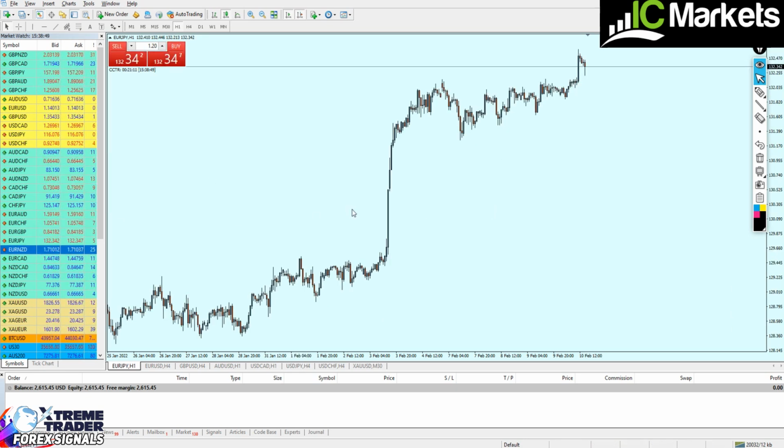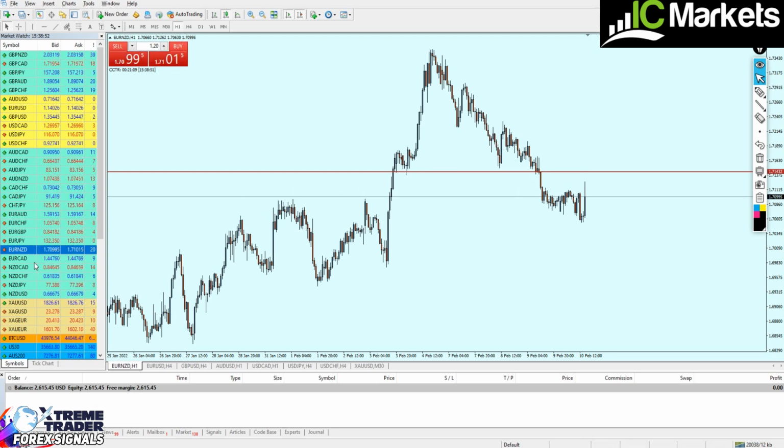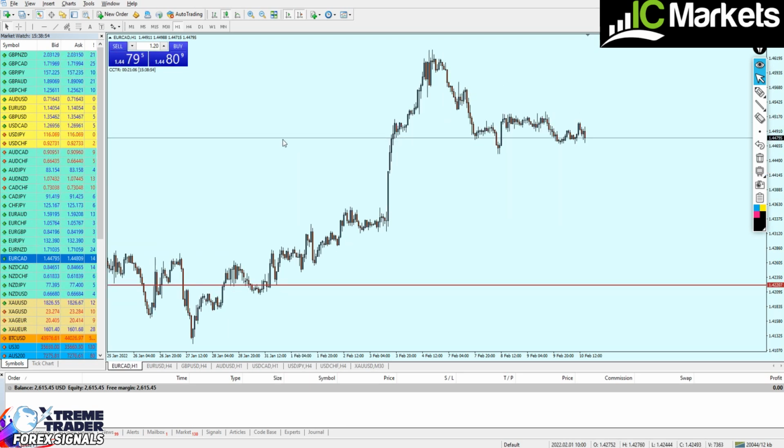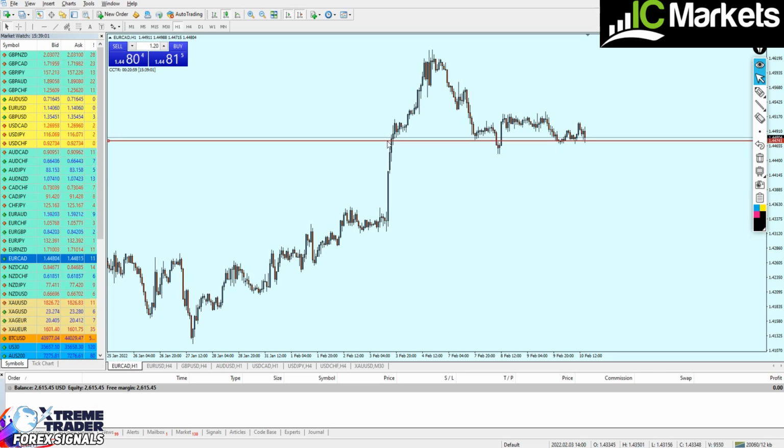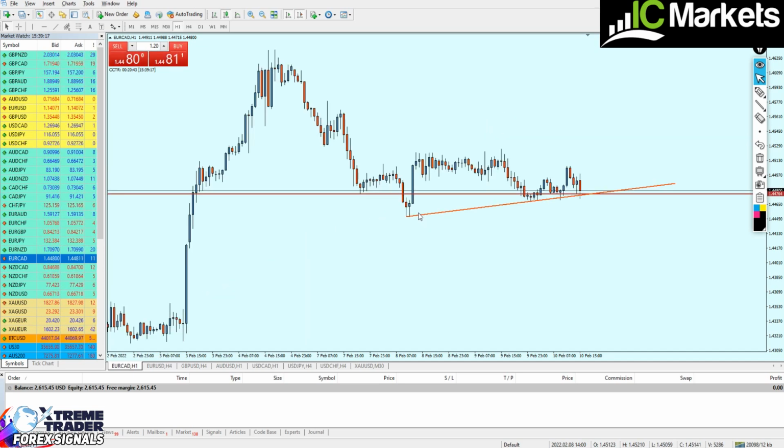Okay, let's now look for the next good or decent setup. Right now, I'm moving between the pairs, and currently I am spotting the EuroCAD. The EuroCAD on the 4-hour time frame is facing a strong key support level, as we can see right here at 1.44764. On the 4-hour time frame, we can also see that the market is moving on this support trend line, which means that most likely the EuroCAD will continue the climb from this level.